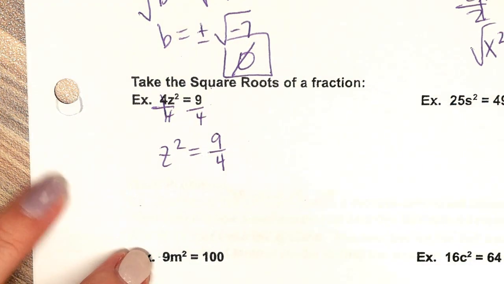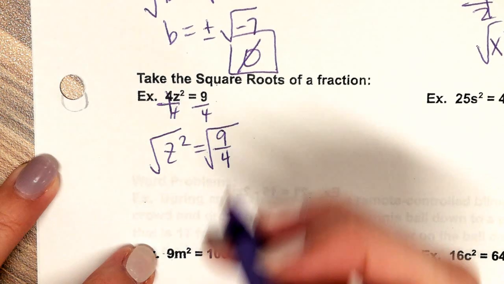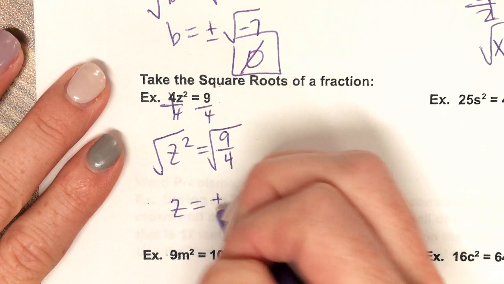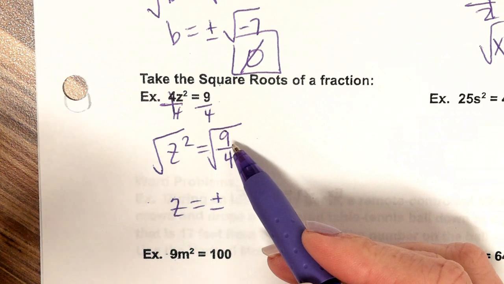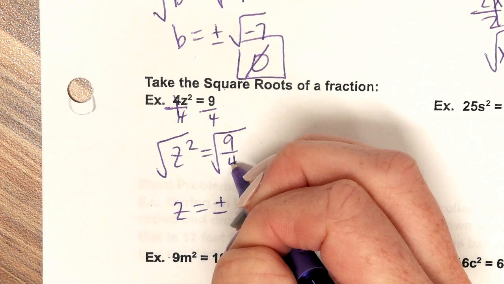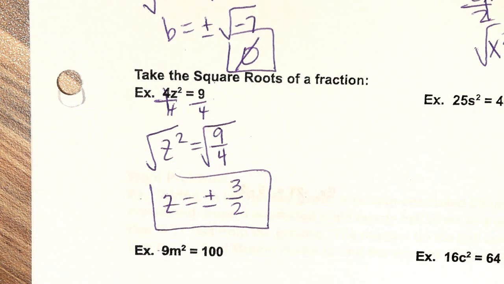All right, how would I get rid of the square by square rooting? And I'm left with z equals. Now, what do I have to put in my answer? The positive and the negative answer. And guys, it's this easy. You don't need your calculator. The square root of 9 is 3. The square root of 4 is 2. Now, if you needed your calculator, it would also give you that answer.